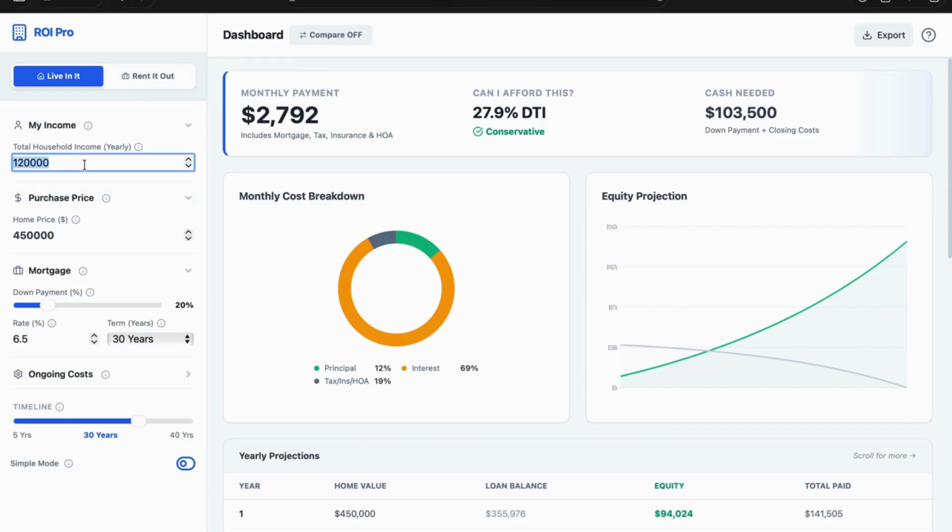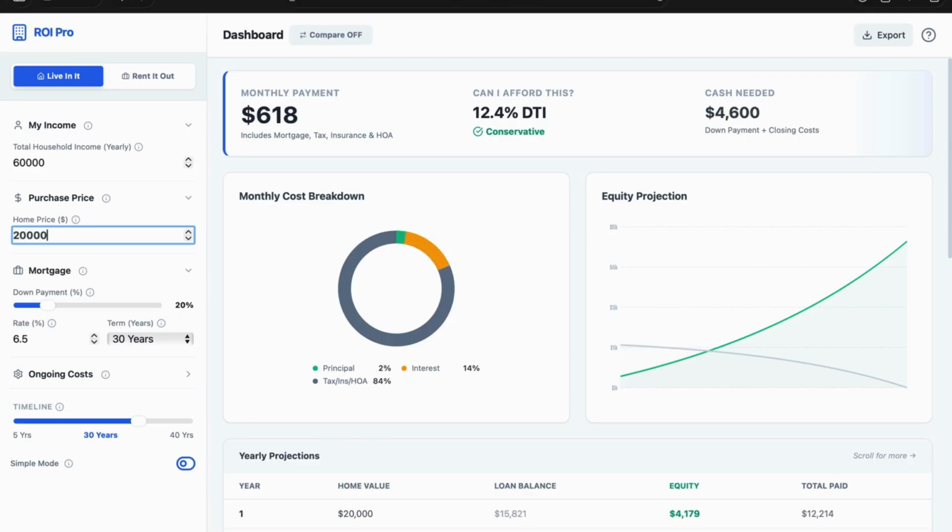Welcome to ROI Pro. We begin by assessing home affordability. Here, we input a household income of $60,000. Watch what happens when we enter a home price of $450,000. The dashboard instantly flags this as aggressive with a vivid red warning due to the high debt-to-income ratio.